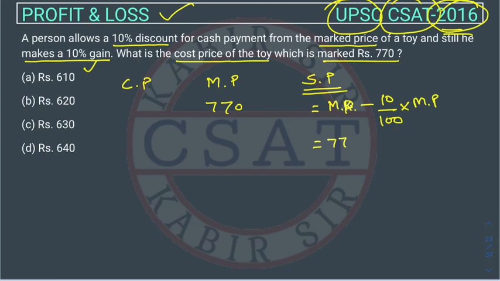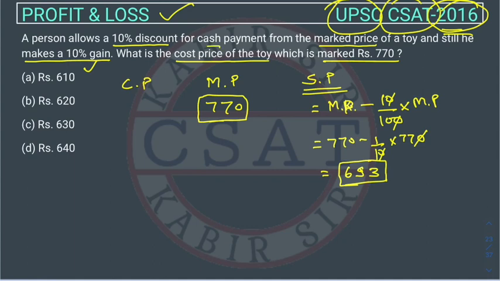So it will become 770 minus, this 0 will cancel this 0, 1 upon 10 into 770. This 0 will cancel this 0. So this will come out 693, right? So he is selling at 693 rupees and the price is marked 770 rupees. Okay.